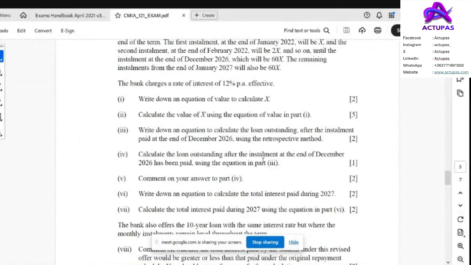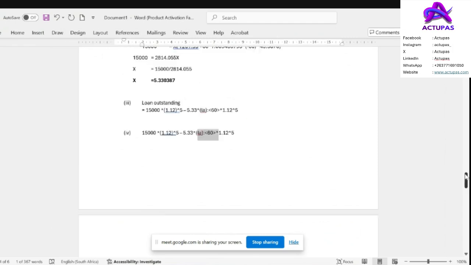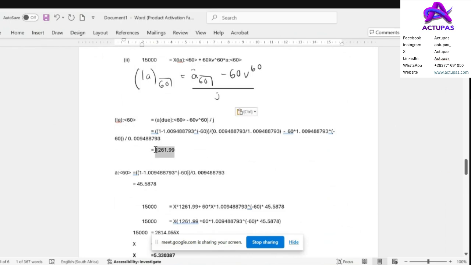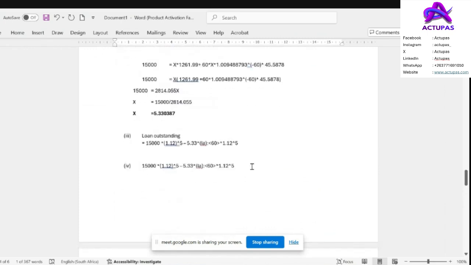And then calculate the loan outstanding after the installment at the end of 2026 has been paid using the equation in part 3. So we come here, this is the equation, copy it, and this would be your part IV. And what needs to be changed is IA60. We have computed IA60 before. We just copy it from here, copy IA60 and paste it here.